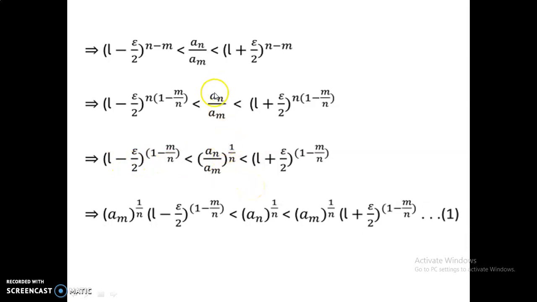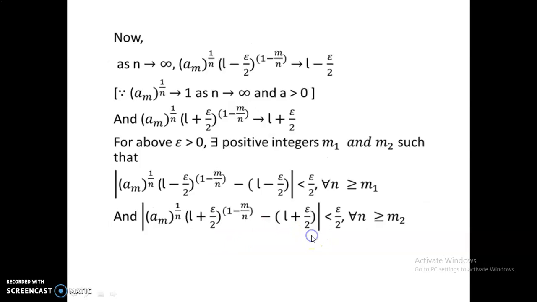So by taking the nth root on both sides, we get this term. That is what we have got as the first equation. And now, as n approaches infinity, it approaches L minus epsilon by 2, since the nth root of a approaches 1 as n approaches infinity and a is greater than 0. And also, this L plus epsilon by 2 power 1 minus m by n also approaches 1 plus L plus epsilon by 2.